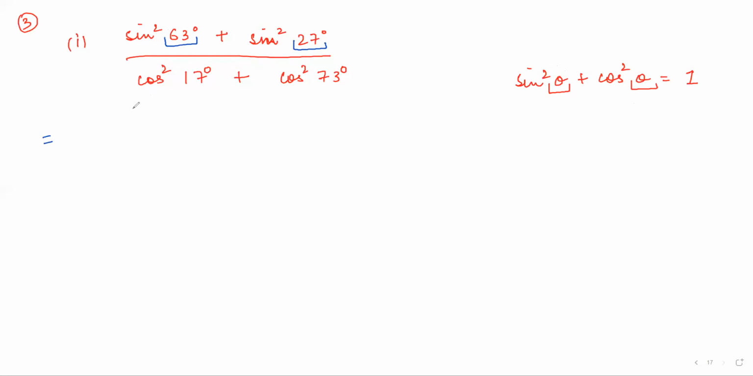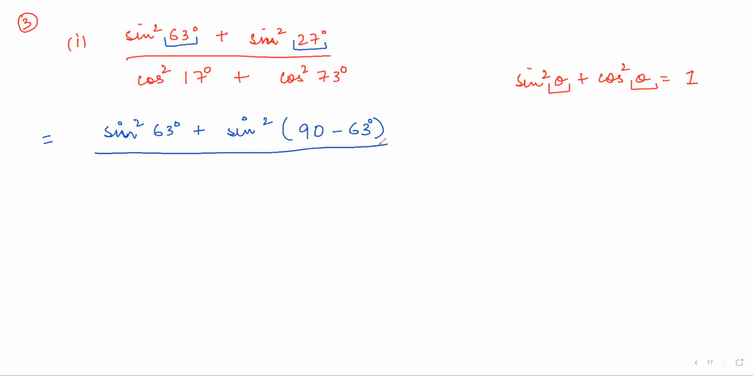One of the sines we can convert into cos, no problem. So if I write sine square of 63 degrees plus, can I write this sine square of 27 as 90 minus 63? Any problem? No, ma'am. And similarly in the denominator, I can convert one of the cos. So this cos square 17 can be written as 90 minus 73 degrees, plus cos square 73. Any of the cos you can convert. 73 you can write as 90 minus 17, no problem.